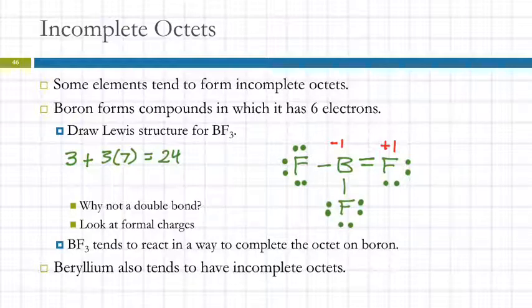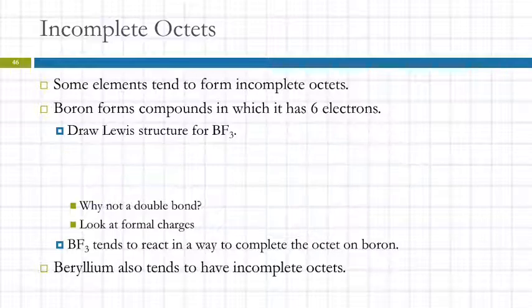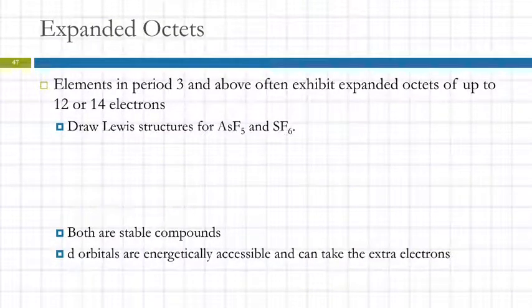Now, BF3 does tend to react in a way that completes the octet on boron. But this boron trifluoride with single bonds, that's a good molecule. That's actually what it is. Beryllium is another one that tends to have incomplete octets. And then we have the opposite, which is expanded octets, having more. You can only do this for elements in period 3 and above.